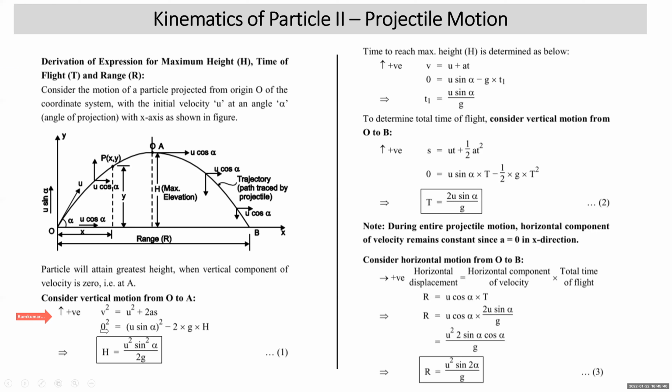So you will write v square is equal to u square plus 2as, as v and s are into consideration. V is vertical component velocity at A, 0. Initial vertical component velocity at O is u sin alpha. Acceleration is minus g since we are taking upward positive, so minus 2gh. Vertical displacement between O and A is h. So you get h as u square sin square alpha upon 2g.